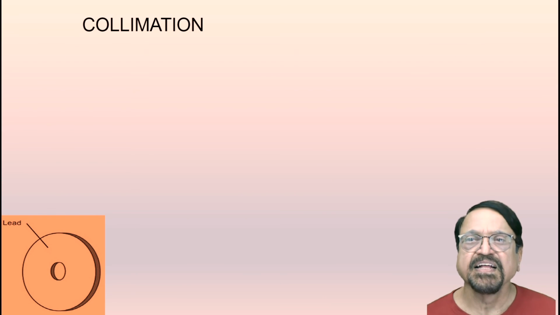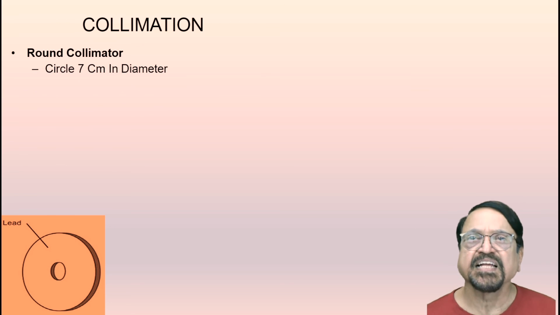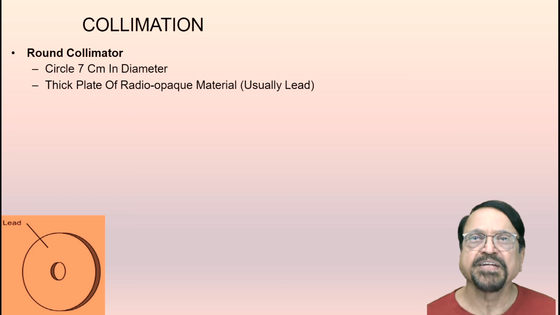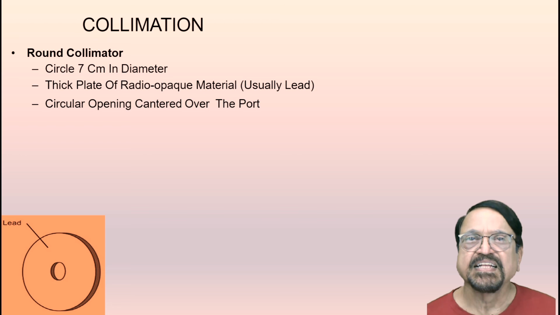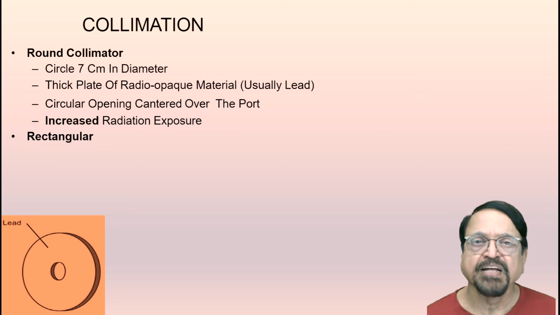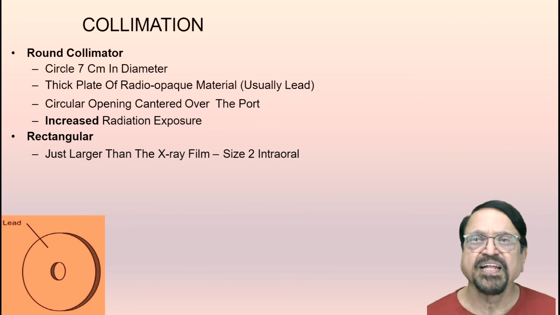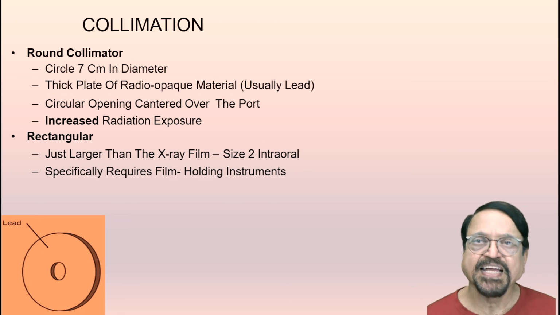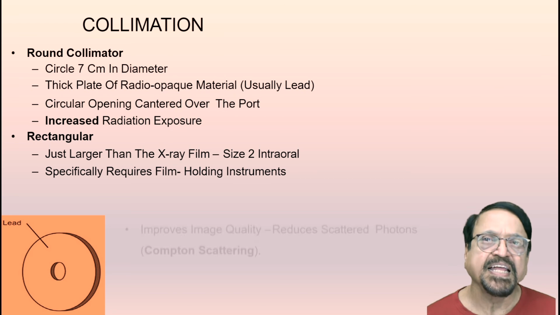Collimation, again continuing. Look at this. This is a round collimator. A circle of 7 cm in diameter, a thick plate of radiopaque material, usually lead, with a circular opening centered over the port. It will increase the radiation dose because most of the radiation will be cut off by the lead, and only whatever is through the opening will penetrate the patient, but you will get a sharp image. Then it can be rectangular, just larger than the film size, which specifically requires a film holding instrument.